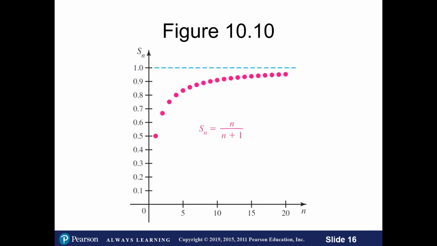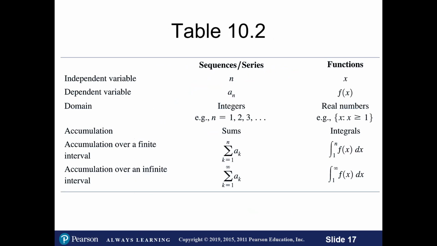Let's look at an example here. S sub n is given by n over n plus 1. And so if we generate successive terms in this, the first one is going to be 1/2, and then 2/3, and so on. As we generate different pieces of the partial sum, we see that we are approaching 1 but don't ever quite get there.